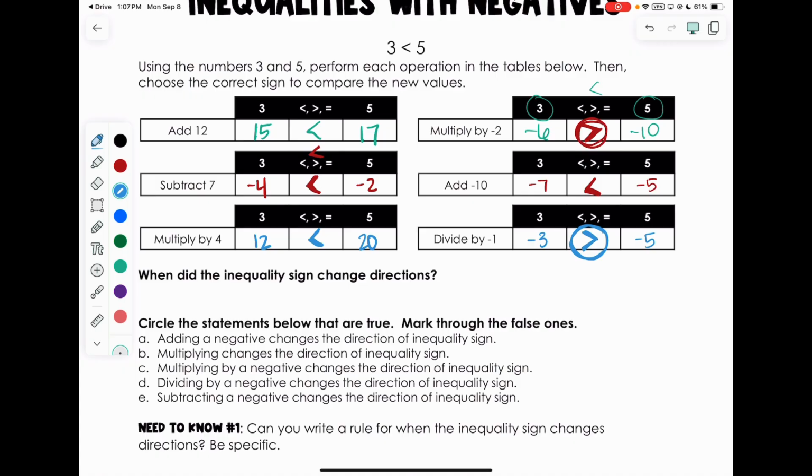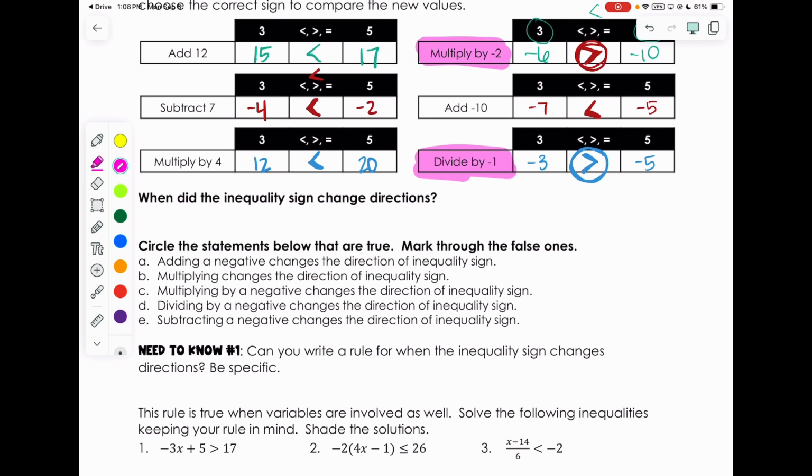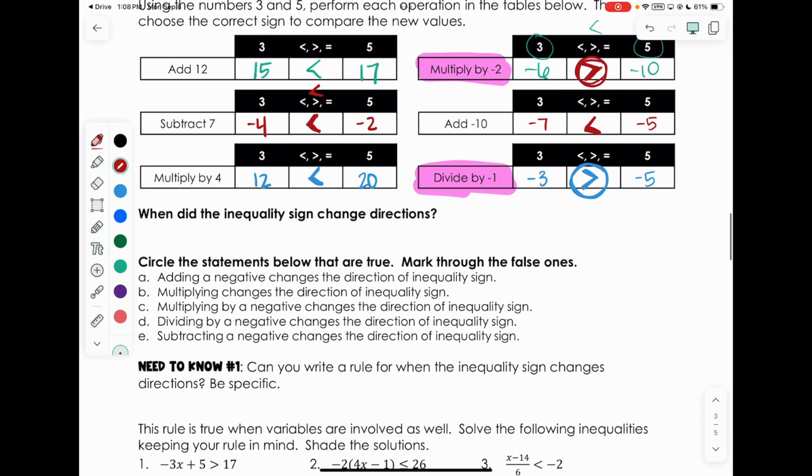When did the inequality sign change directions? Right. Multiply by a negative or divide by a negative. Okay? It always, always, always is the rule. That's a rule that is always true.